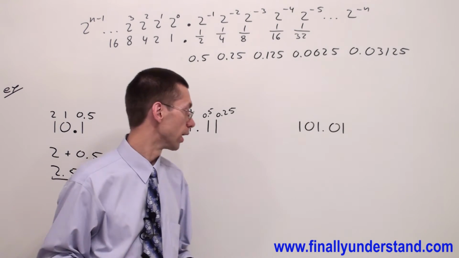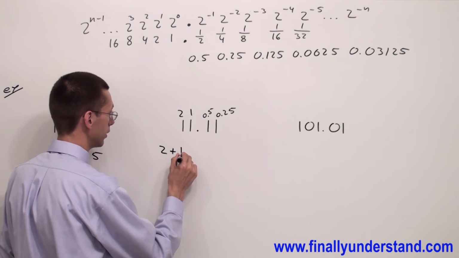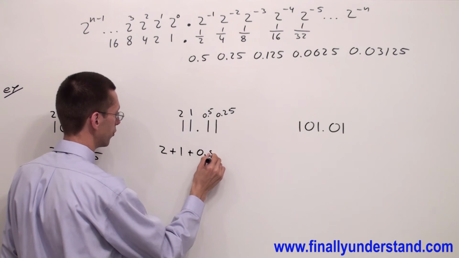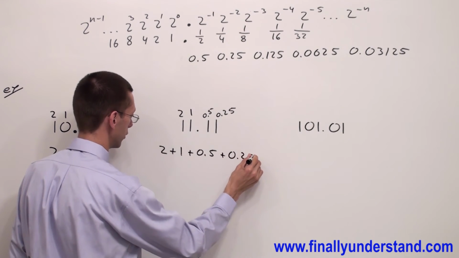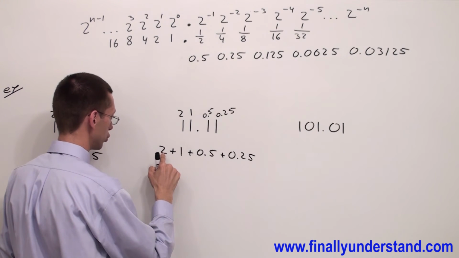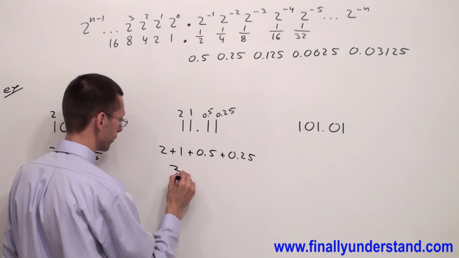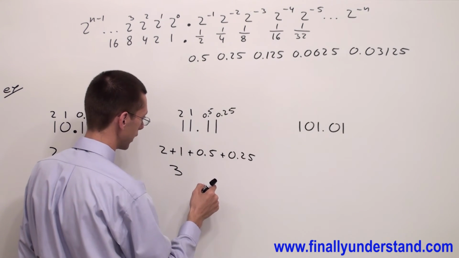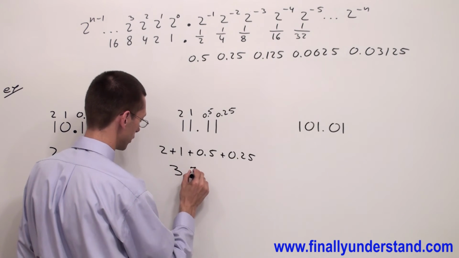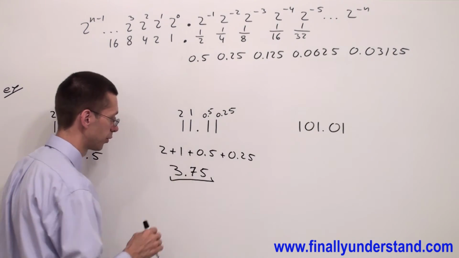which are above ones. So I have 2 plus 1 plus 0.5 plus 0.25. So I have 2 plus 1 is 3, and I have 0.5 plus 0.25 is 0.75. And this is the solution to my problem.